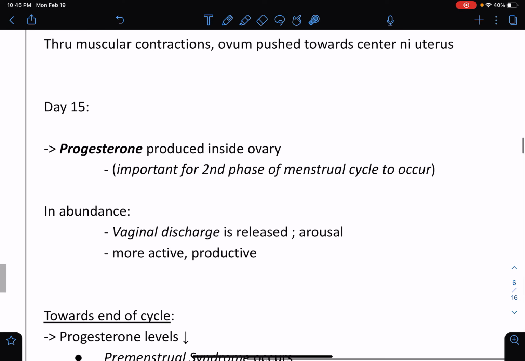So, during day 15, progesterone, another hormone aside from estrogen, is produced inside the ovary. This is important for the second phase of the menstrual cycle to occur. So, in abundance of progesterone, two things happen. The woman may be more active and productive, and vaginal discharge is released. Another side effect of vaginal discharge is that the woman can experience sexual arousal.